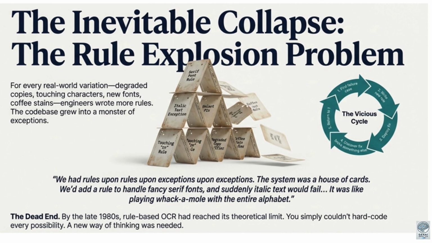The diagram shows a fragile card tower labeled with different rules. It represents how each new rule weakened the whole system. A small variation in text could collapse the OCR engine completely.